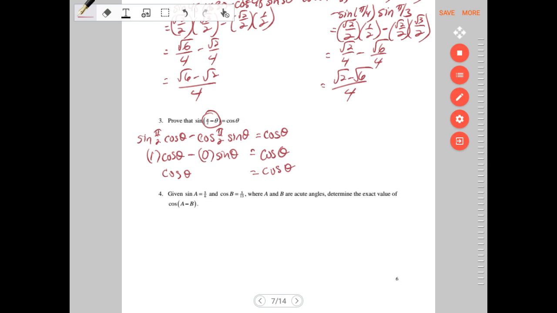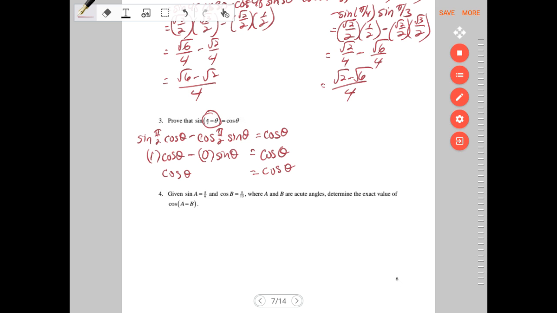All right, number 4. I love these questions, but most kids don't like them so much. Okay, given sine of A is equal to 5 over 6, and cos of B is 5 over 13, A and B are acute angles. So what that means is that they are less than 90 degrees, which means if we're talking unit circle, they'd be in quadrant 1, which of course again means that x and y are both positive. We're going to determine the exact value of cos of A minus B.